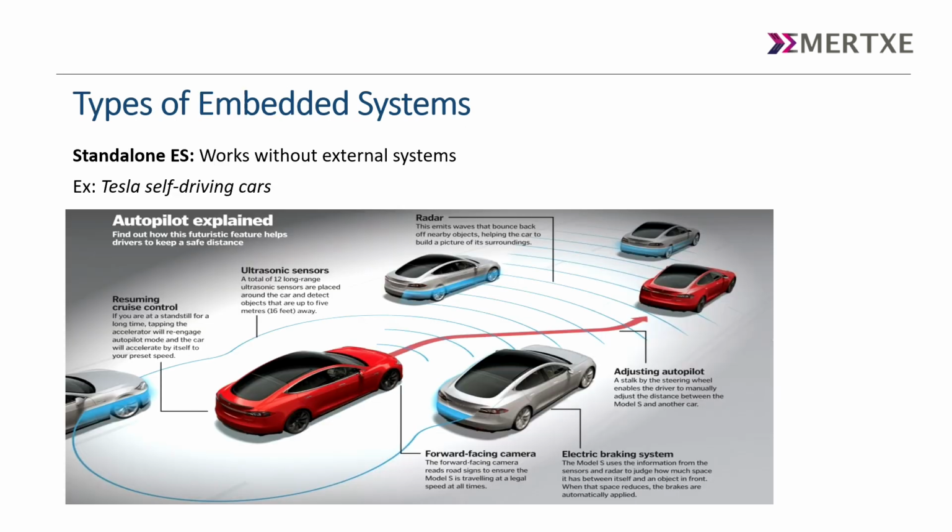Moving on, we have three categories of embedded systems. One is standalone embedded systems, which work without external systems. The best example for this is Tesla self-driving cars. They do not have any external systems and depend completely on their own intelligence. So Tesla self-driving cars are the best examples of standalone embedded systems.